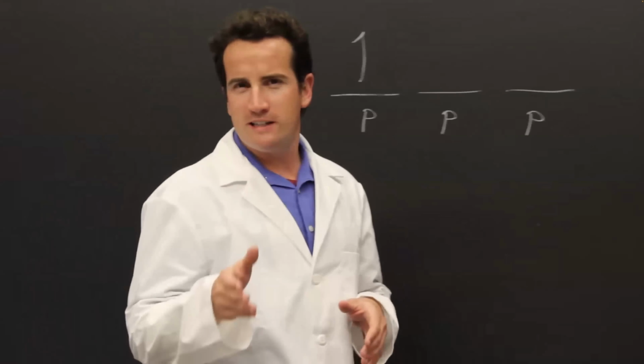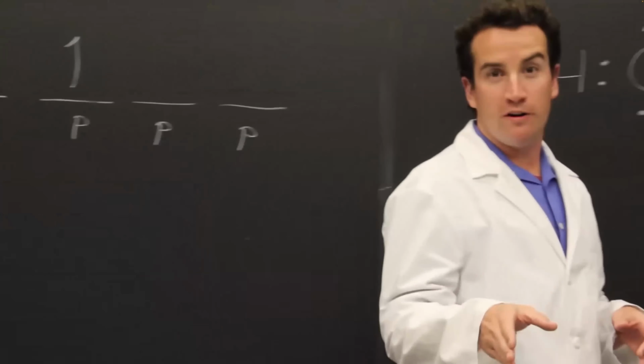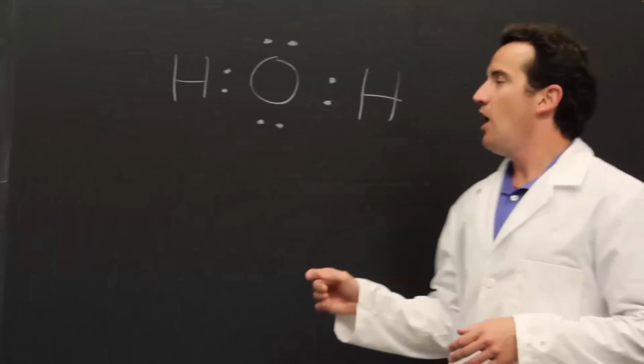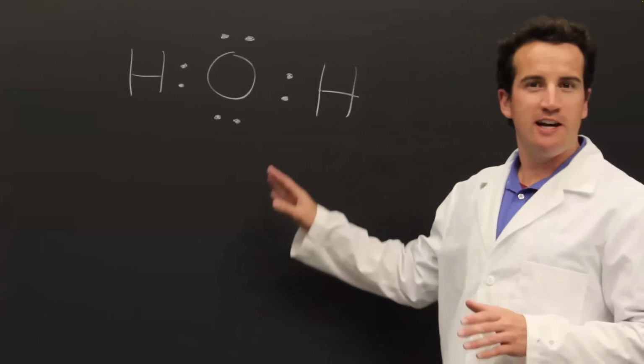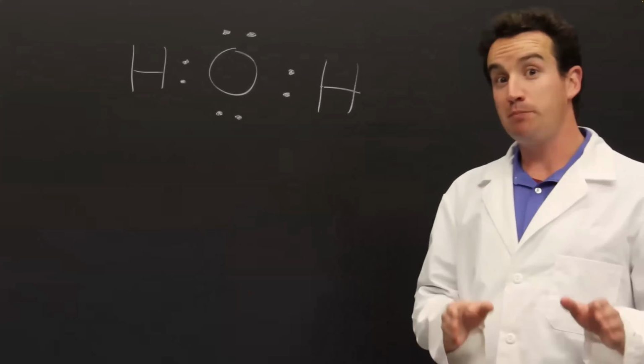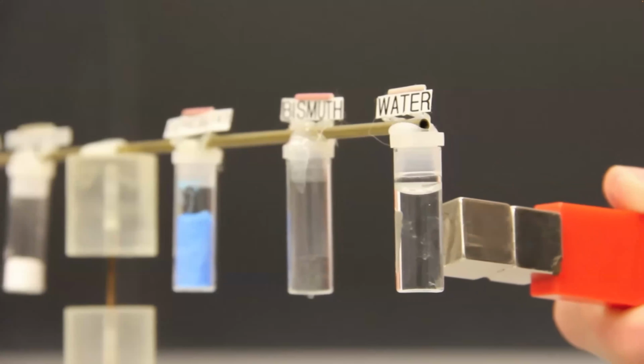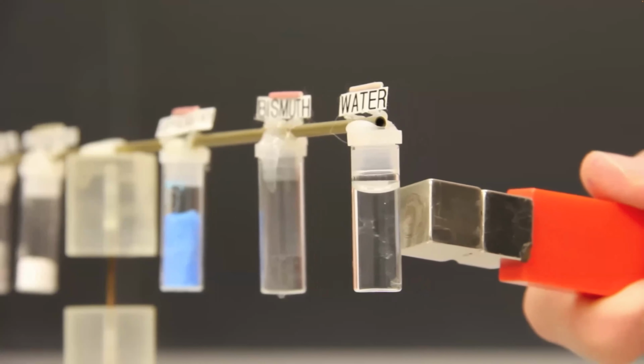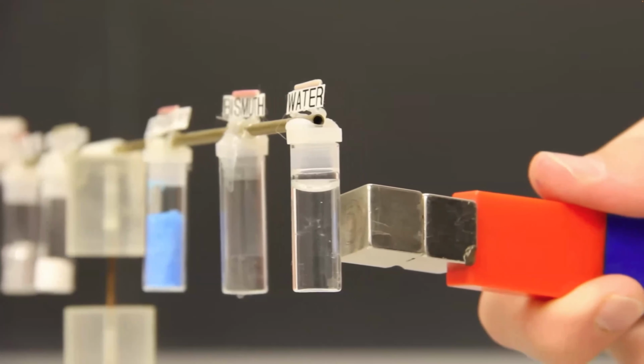But what about a diamagnet like water? Yes, the water molecule has all its electrons paired, so it will not be magnetized. In fact, water is repelled by the magnet. The electrons come to lower energy and they are pushed away.